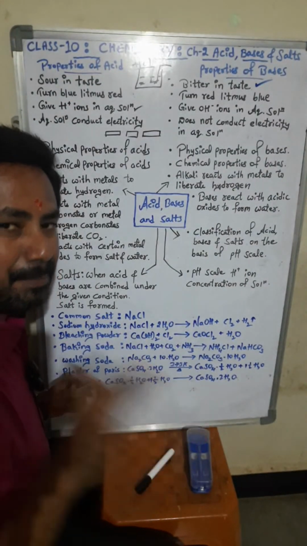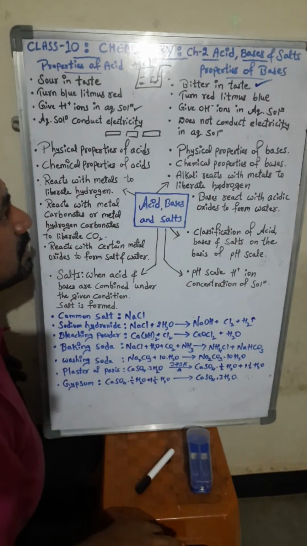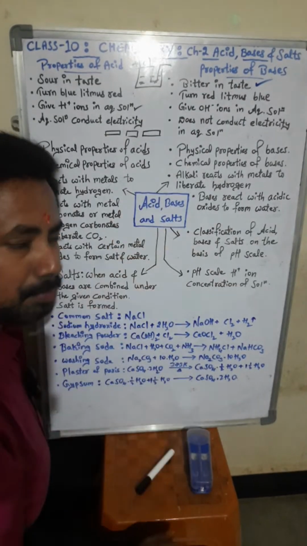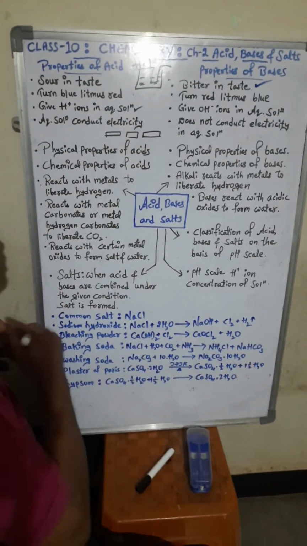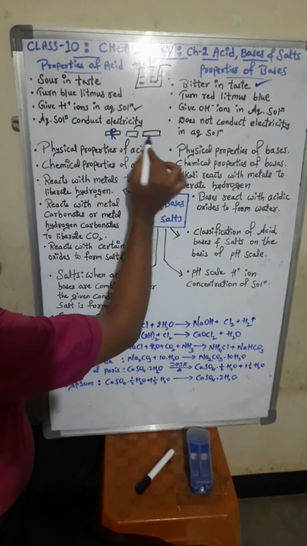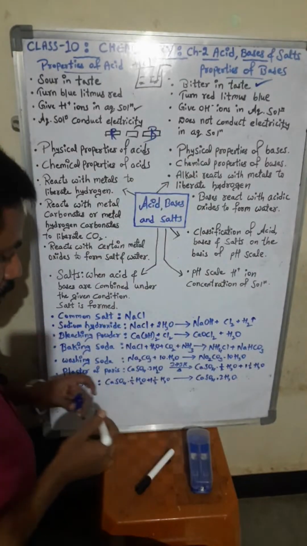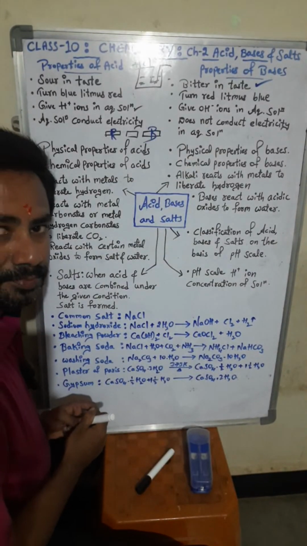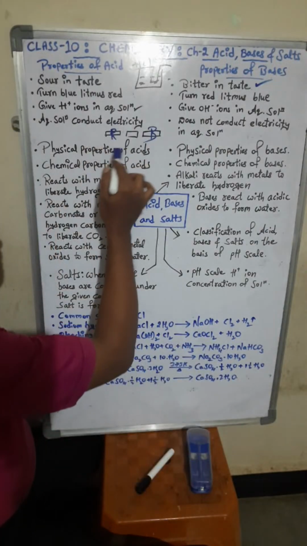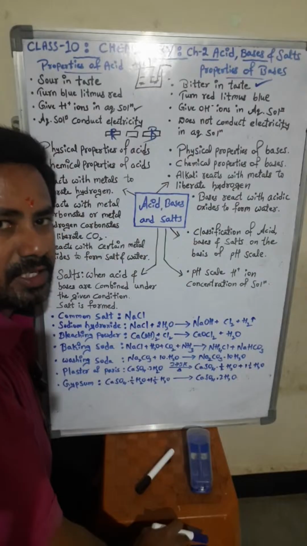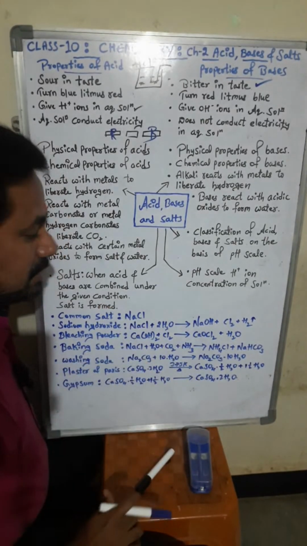Bases are generally bitter in taste. This is the first property. Second property is they turn red litmus to blue. Litmus paper, I have just told you. Red litmus papers are available, blue litmus papers are available. When we put red litmus paper in base, the red litmus paper will change into blue color, students. This is one of the easy methods to test whether it is acid or base.